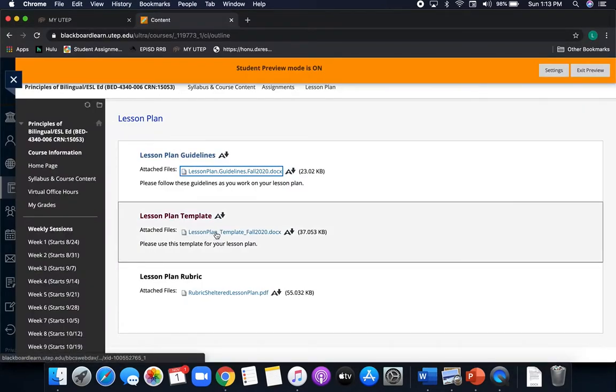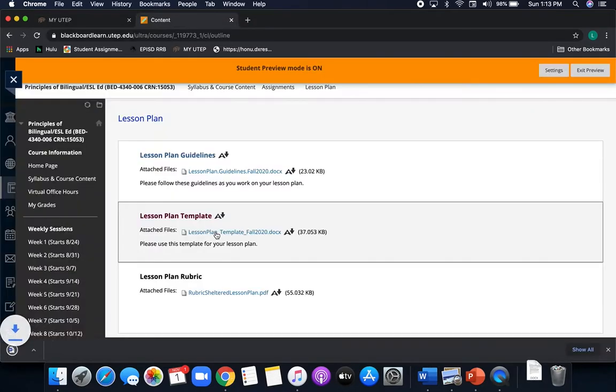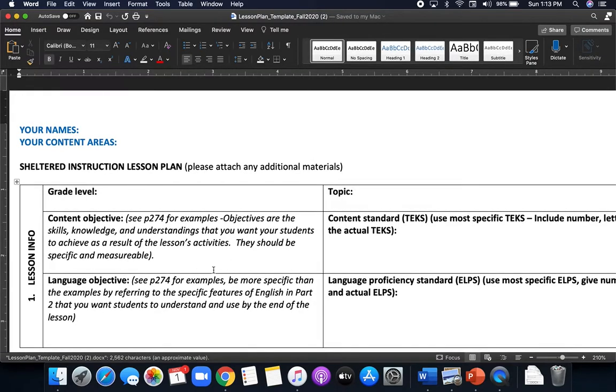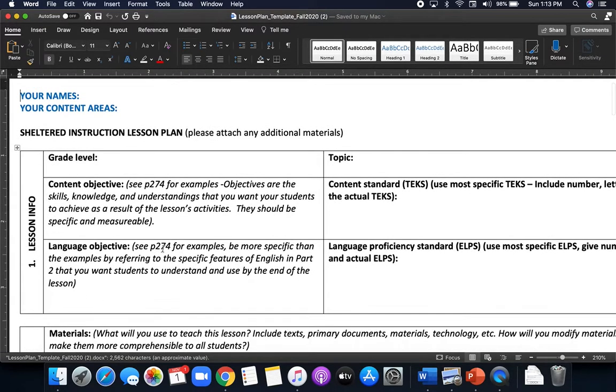Next is a lesson plan template. If you click on it, it will also download a Word document for you. It looks like this, and this is important because the very first thing that you see here is the content objectives and the language objectives. These two things you need to make sure that you're talking about as a team. You have your content standards and your language proficiency standards, so your TEKS and your ALPS. So that's why I went through this just earlier in this video on that PowerPoint. Make sure that you figure out first what it is that you're trying to teach for what grade level and what topic.